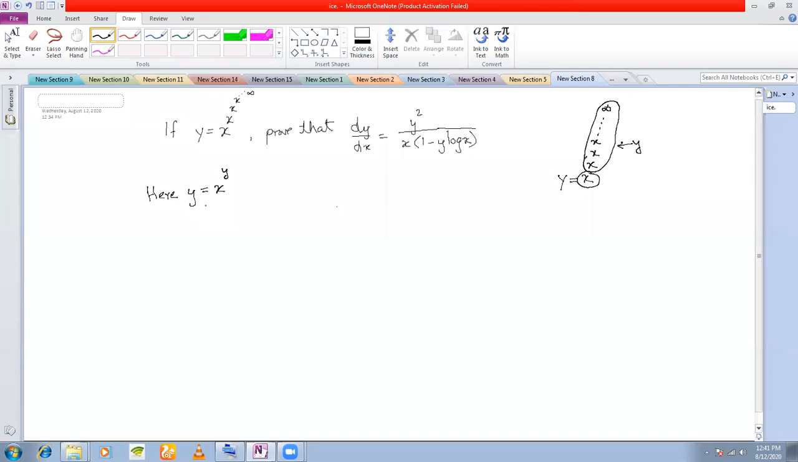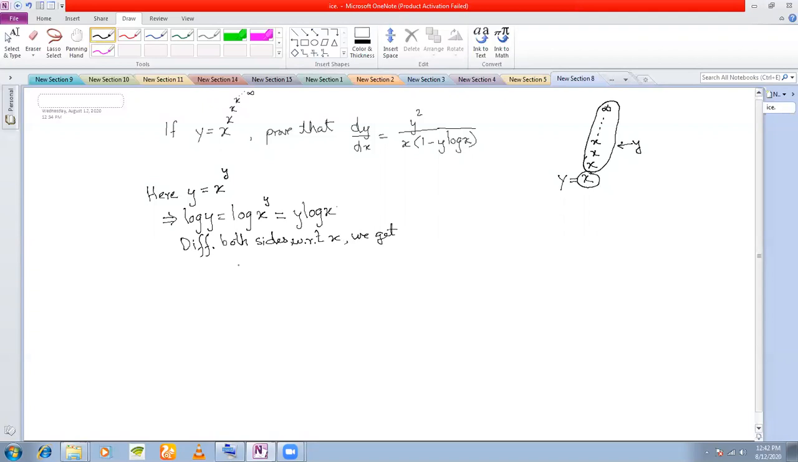Okay, so now we'll proceed. So x has been raised to the power of another variable, so we differentiate this by log. So we take log on both sides. That means log y is equal to log x to the power of y, which means this is y log x. Okay, now I'll differentiate both sides with respect to x. Very, very important problem, this one.